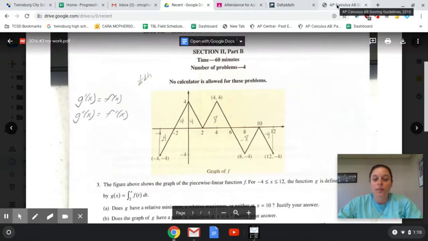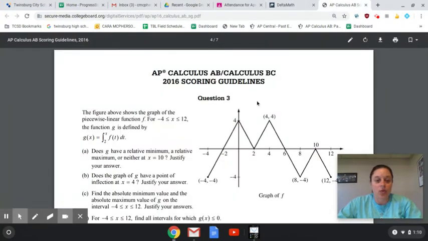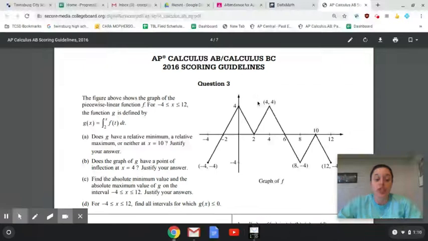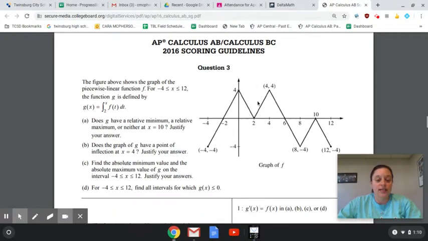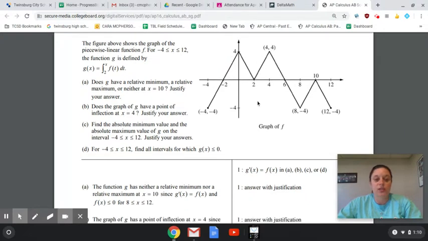So part A wanted to know, does it have a minimum? Does g have a minimum, a maximum, or nothing at all at 10? So the first thing I did when I looked at this is what's the relationship between g and f? So if I want g to have a minimum, that means I have to look at g prime. And does g prime equal 0 there? And that would tell me if it's even a chance, if it's a critical value.